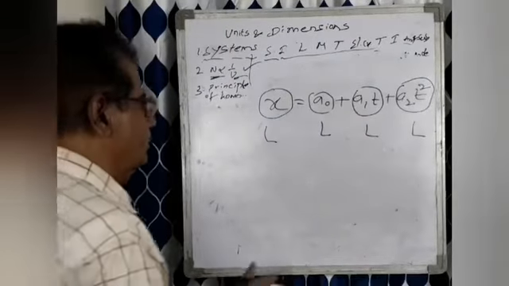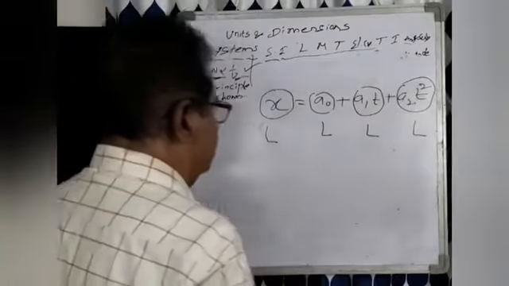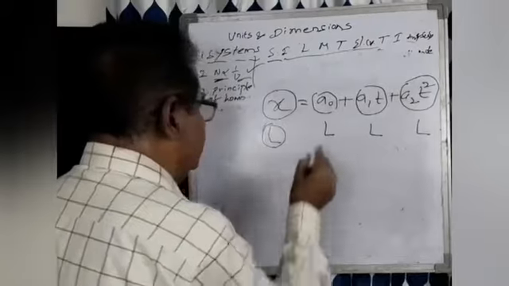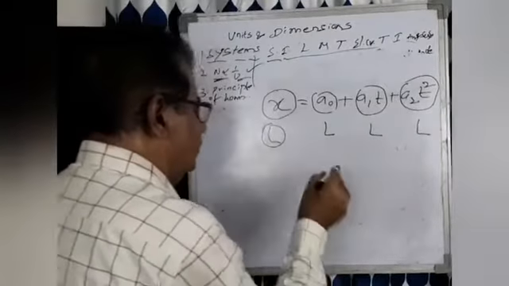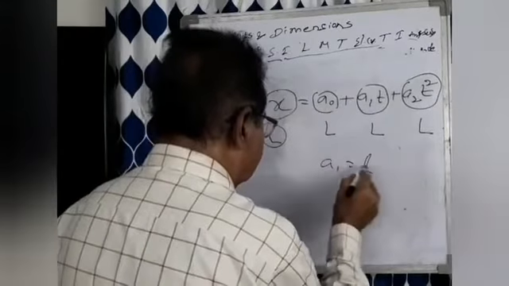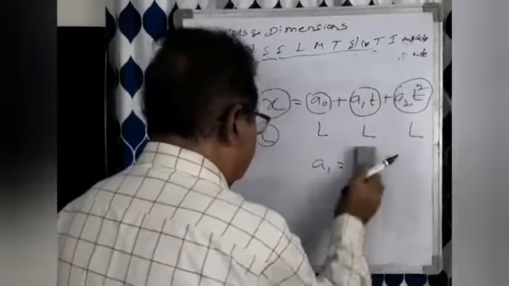Now I want the unit of A0. If X has length, A0 is also length. What about A1? A1t is equal to length. A1t is length.